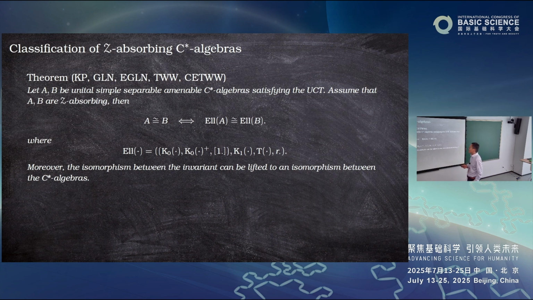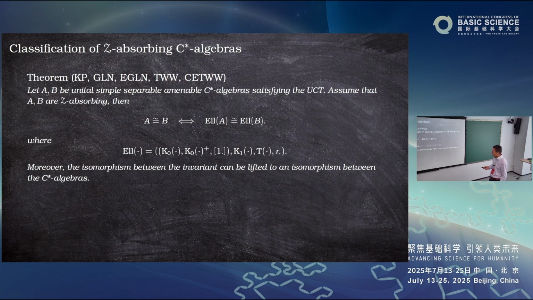This theorem talks about unital, simple, separable, amenable UCT C-star algebras. Let's talk about this condition in a moment. Then two C-star algebras are isomorphic if and only if they have the same value of this invariant. And this invariant is called the Elliott invariant.